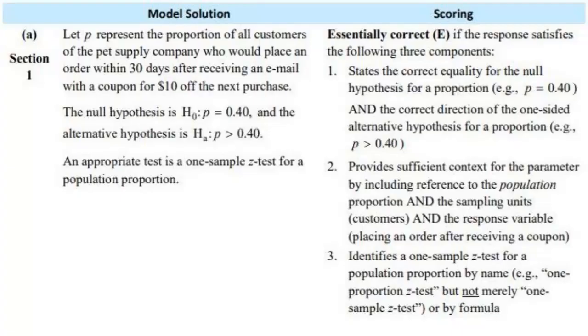This was again graded in 4 sections, with part A being sections 1, 2, and 3, and part B being section 4. You needed to define the parameter P. The null hypothesis is that P is equal to 0.40. The alternative is that P is greater than 0.40. And an appropriate test would be a one sample z-test or a one proportion z-test for P. You needed to correctly state the equality for the null hypothesis, correctly state the direction for the one-sided alternative hypothesis, provide sufficient context for the parameter, and correctly identify the test.